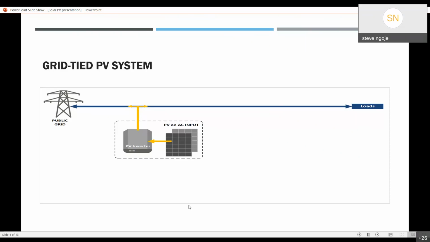It's still not yet allowed in Kenya, it's illegal. So between the interconnection point and the public grid in Kenya, you have to incorporate a CT and an energy meter. This is supposed to monitor what you're getting to the load, what you're getting from the grid. And this is used by the inverters, the inverters are smart to regulate the output.